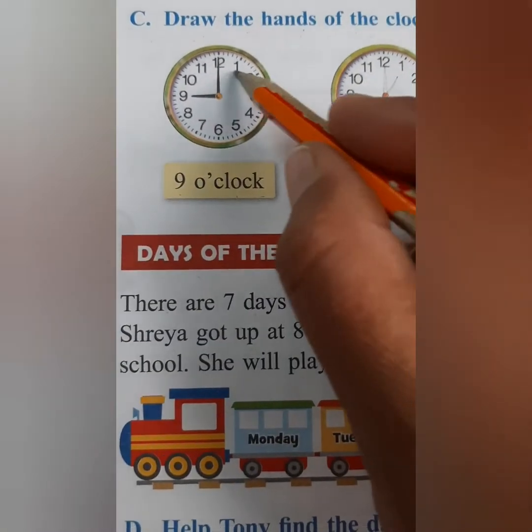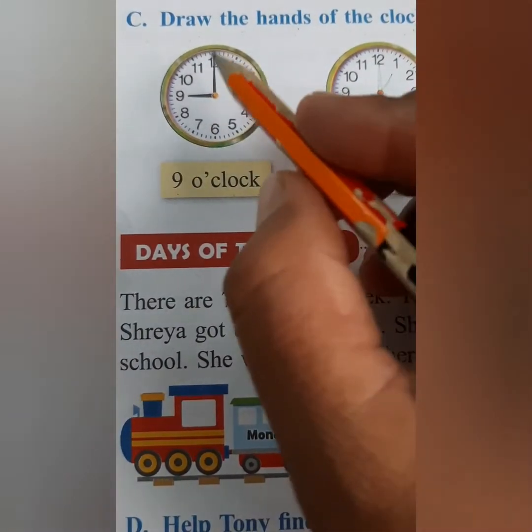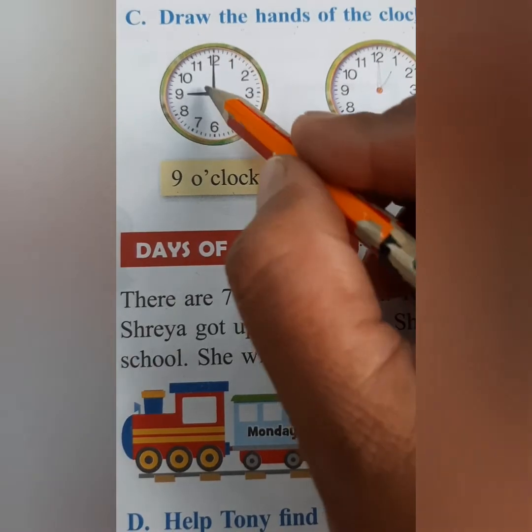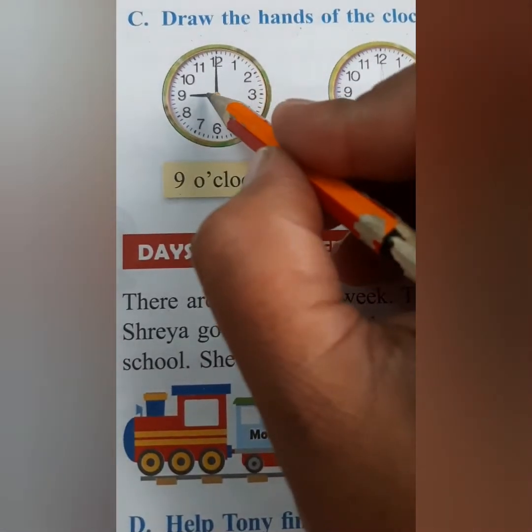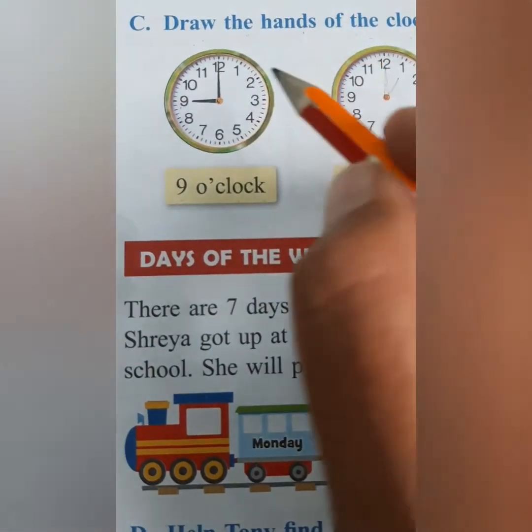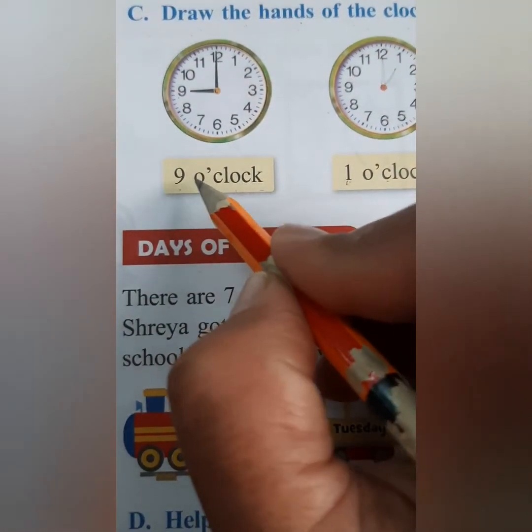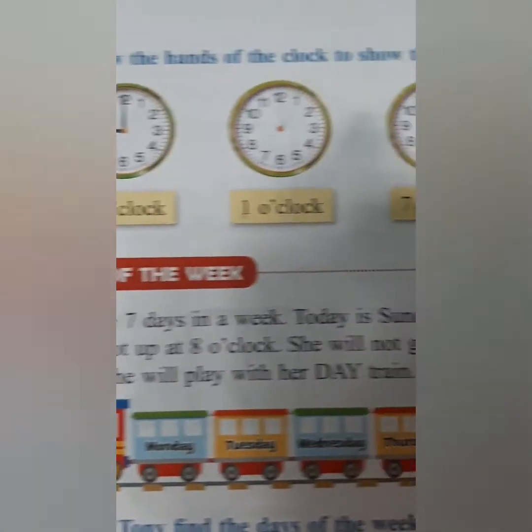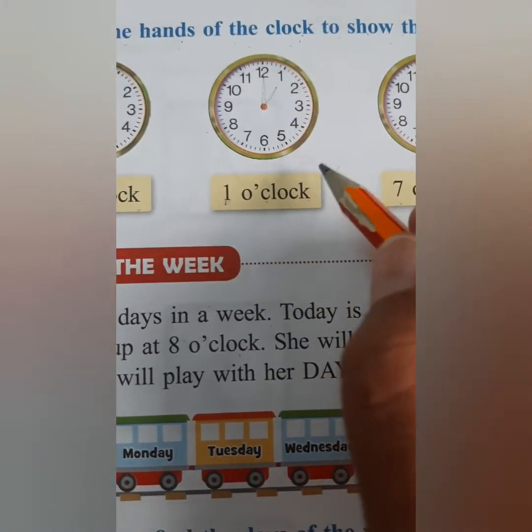So in the first clock you can see both the hands of this clock are given here. You can see the hour hand is on number 9 and the minute hand is on number 12. So what is the time? It is 9 o'clock. Okay, now let's move to the next clock.